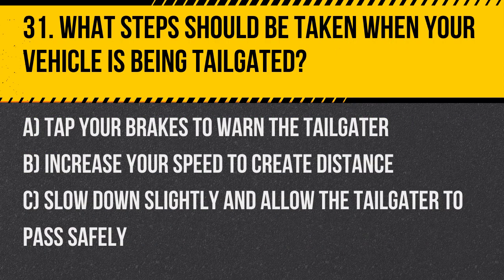Question 31. What steps should be taken when your vehicle is being tailgated? A. Tap your brakes to warn the tailgater. B. Increase your speed to create distance. C. Slow down slightly and allow the tailgater to pass safely. Answer: C. Slow down slightly and allow the tailgater to pass safely. This helps to minimize the risk of a rear-end collision by encouraging the tailgater to move ahead.